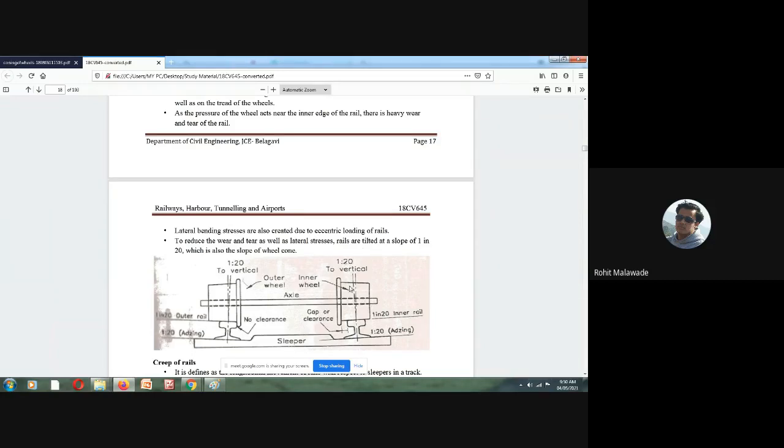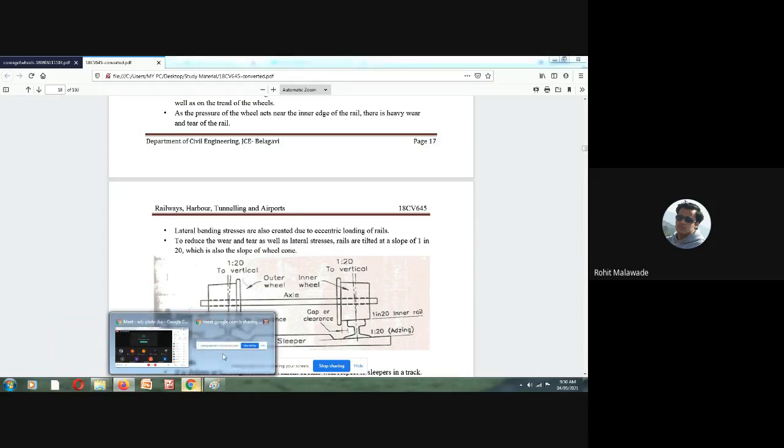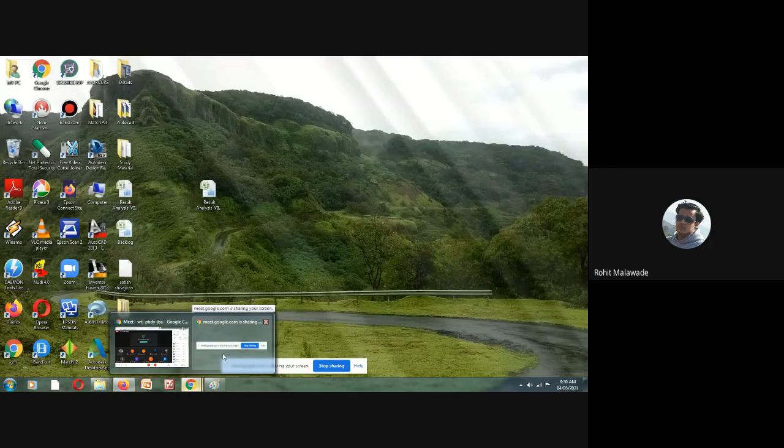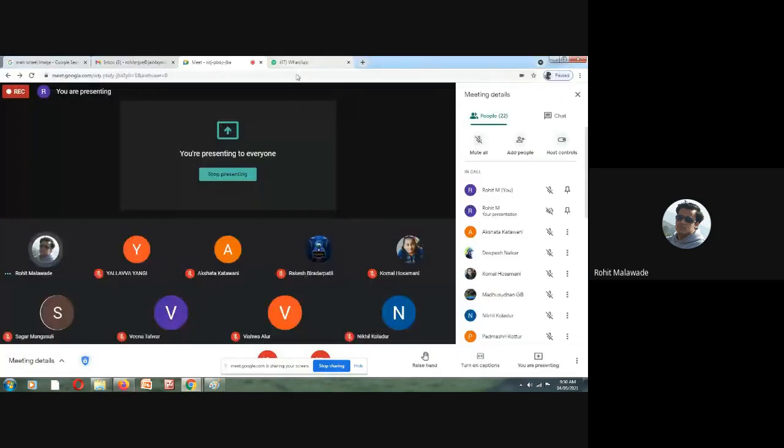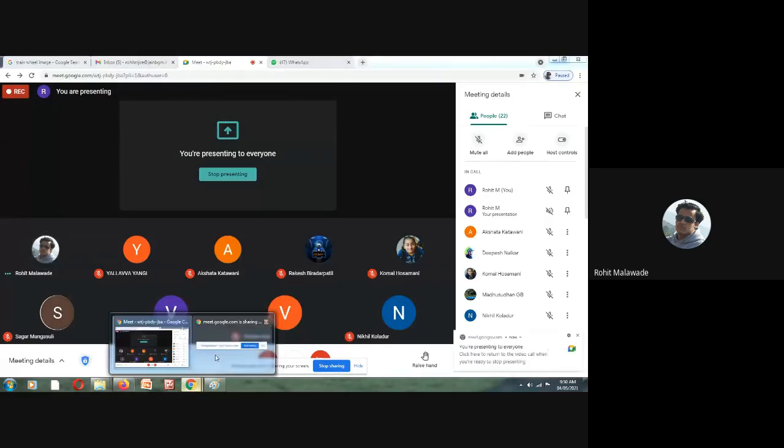So here, coning of wheels is the slope we provide to the wheels, whereas edging is the slope we provide to the sleeper. So that is what we call edging.